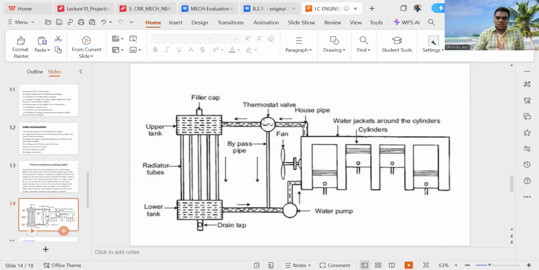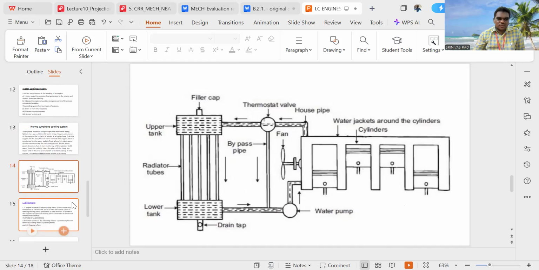See here, this is the schematic representation of the thermosyphon cooling system. This is the four-stroke petrol engine or diesel engine we have here. This is the cylinder portion, and this is the pump we have here. These are the thermostat valves, and this is the upper tank, and these are the radiator tubes. Here this is a lower tank, and this is the drain tap. This drain tap helps to remove the unwanted water from these tanks through these radiator tubes.